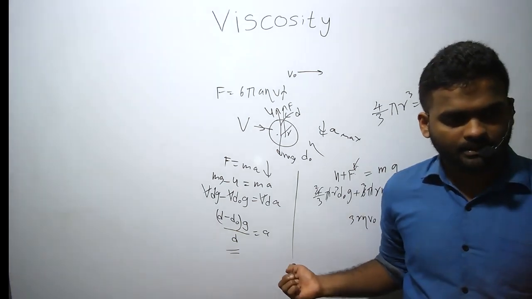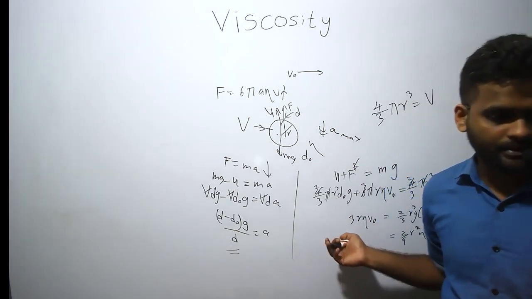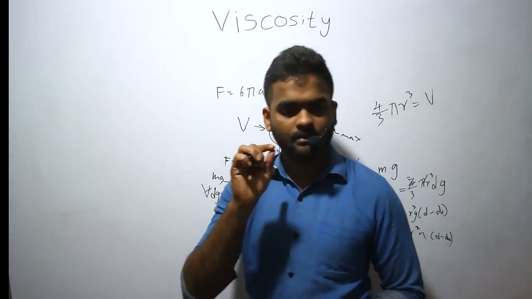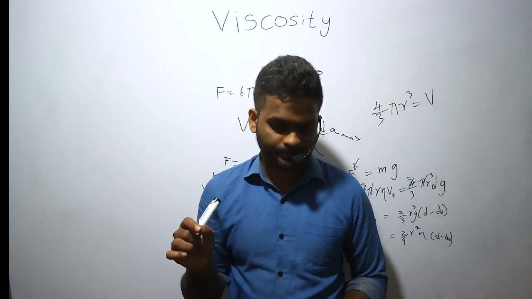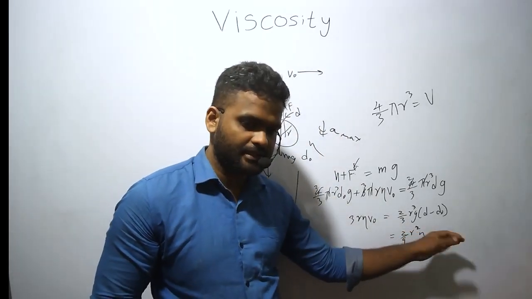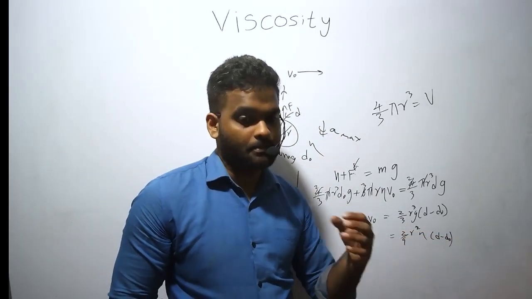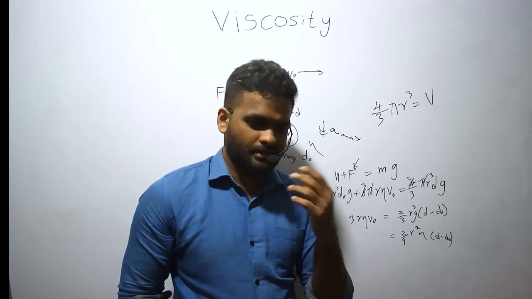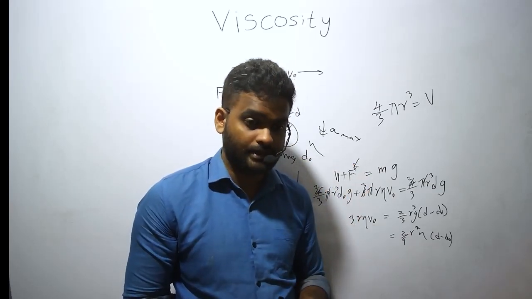You get the same standard equation for terminal velocity. In some cases, you get a different equation. It depends on the question, right? In terms of R, eta, and density, you get the same equation. But let's say you got a mass and all that. In that case, you might get a different equation there, right?